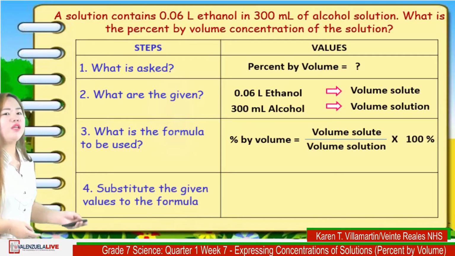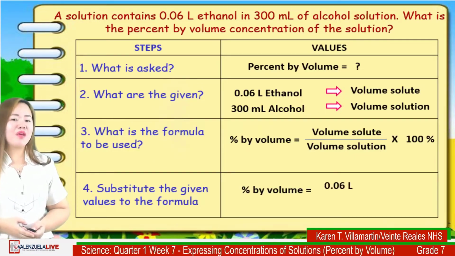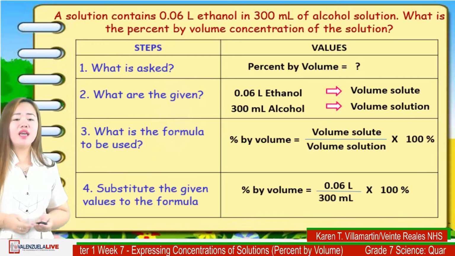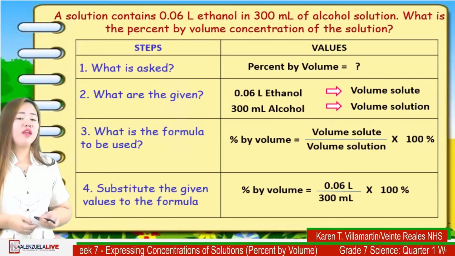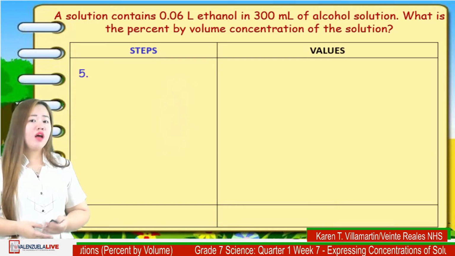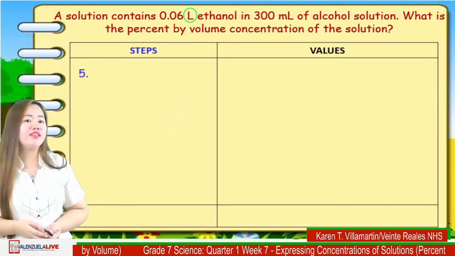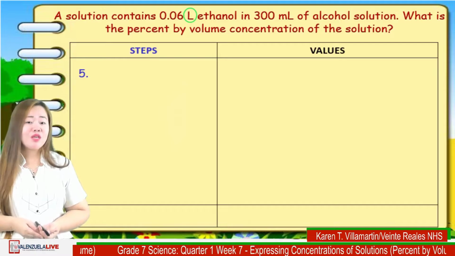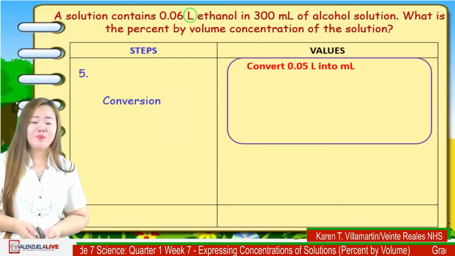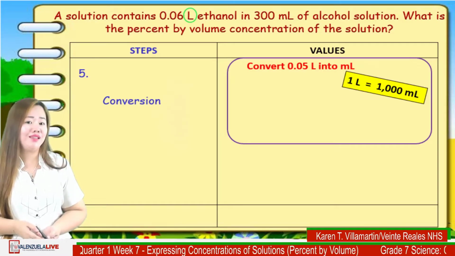Then, how are we going to substitute all the values? Very good. Percent by volume equals 0.06 liter divided by 300 ml times 100%. Before we execute the solution, notice that the unit of solute is liter. Remember that milliliter is the unit that we need to use. So first, we need to convert 0.06 liter to milliliter. Always remember that 1 liter is equal to 1,000 milliliters.